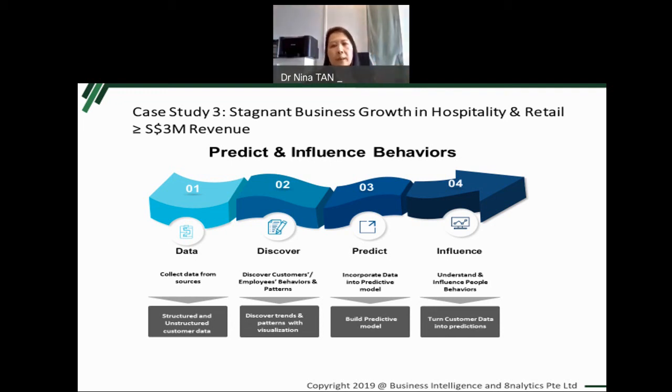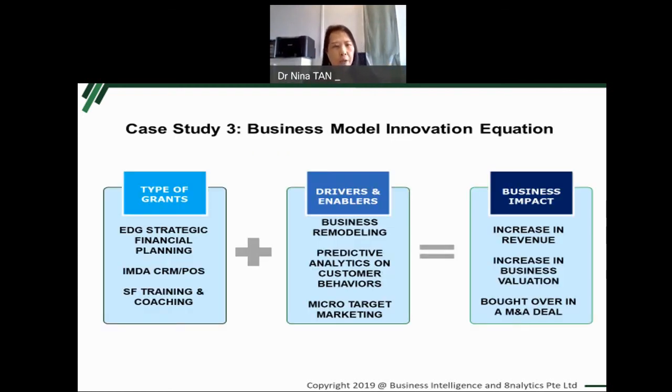So we did that in-house training so that now they know how to identify the right data to discover business insights. So now that they know how to predict what the customers want, they are able to then micro market, target the right people with the right product and service so that they can influence their buying behaviors. And the result of that, the EDG strategic financial planning and remodeling helped them to get clarity.